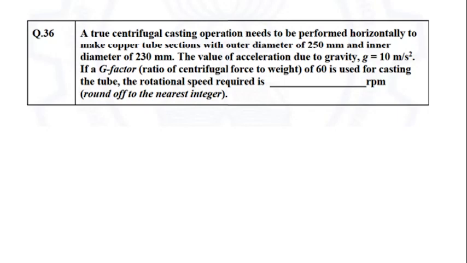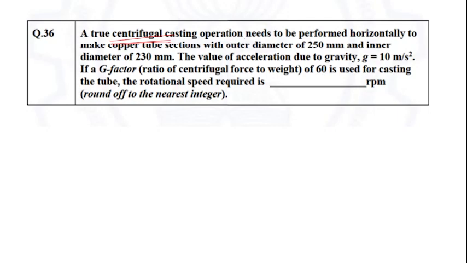Okay, let's read the question. The operation is centrifugal casting. What we learned about centrifugal casting is that there will be one cylinder having a rotational motion, and we fill the molten metal inside it. Because of centrifugal force, the molten metal will be thrown out towards the periphery, and that's how casting is done. We make big tubes with the help of this casting.